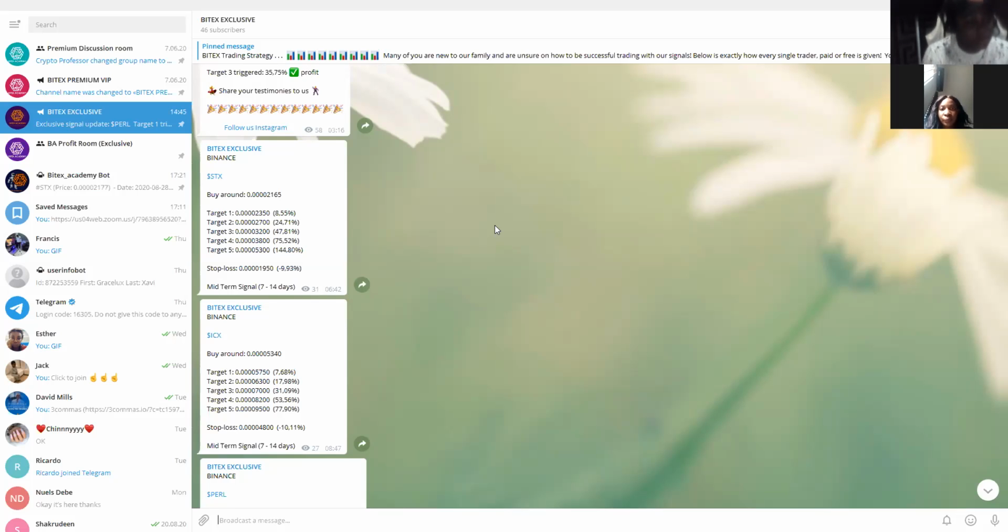So imagine if you trade this particular coin, and the signal has never hit any target before dropping.